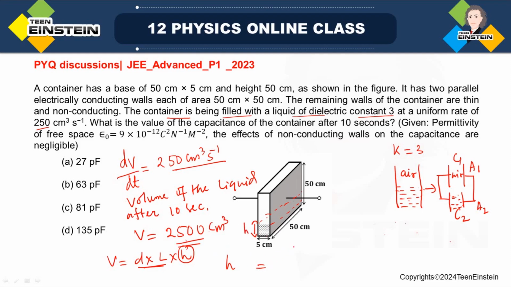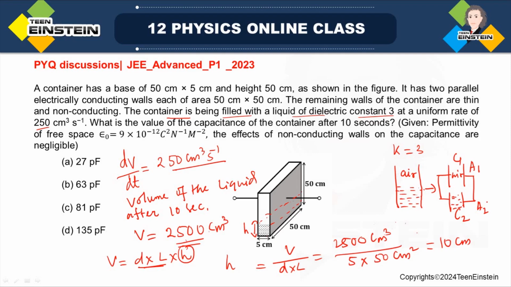This height will be V by D into length L. So this is 2500 centimeter cube divided by thickness, which is 5 centimeter, into this length, which is 50 centimeter. This will be in square unit. So you will get 10 centimeter. So we have got the height.